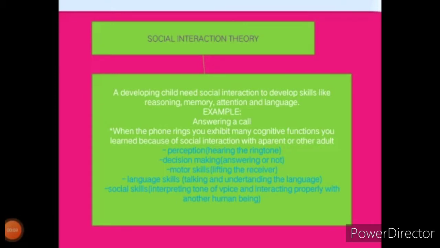In social interaction theory, a developing child needs social interaction to develop skills like reasoning, memory, attention, and language. For example, in answering a phone call, when the phone rings, you exhibit many cognitive functions you learned because of social interaction with a parent or other adult. In this example, there are five skills being developed by the child: perception, decision making, motor skills, language skills, and social skills. As you can see, the five skills are the stages you exhibit to answer the phone call.